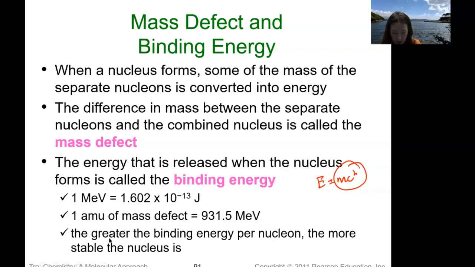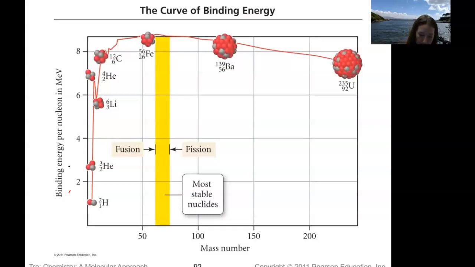The greater the binding energy per nucleon, the more stable the nucleus is. So our most stable nuclei have the highest binding energies. This is just the binding energy per nucleon, and per nucleon means per particle in the nucleus. A proton is a nucleon, a neutron is a nucleon, right? So per particle in the nucleus is what a nucleon is, just to review that.